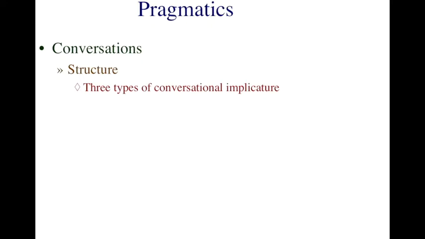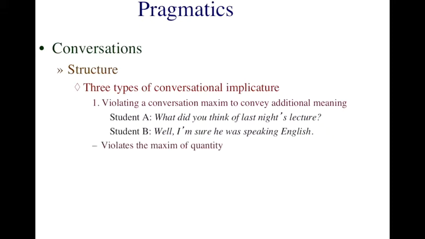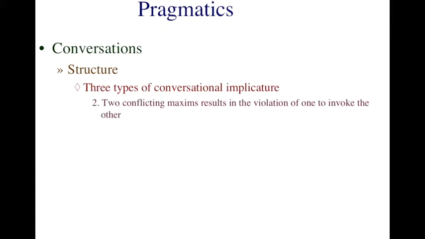So there are three types of conversational implicatures that you can get using Grice's maxims. First, you can violate one of those maxims to try to convey additional meaning to what you're stating. Let's say for an example, student A asks, what did you think of last night's lecture? And student B says, well, I'm sure he was speaking English. Now, right away, what we see here is a violation of the maxim of quantity. There is nothing that's been added to this conversation, at least not as we understand this explicit sentence. Of course, he was speaking English. You went to a lecture. But when you think about why student B has violated the maxim, then we can see, oh, of course, what he's implying is that the lecture was very confusing, and about all he could get from it was that the language was English.